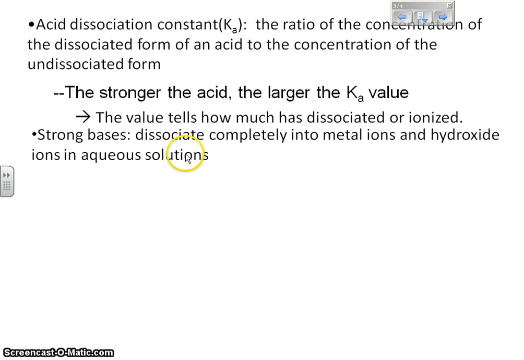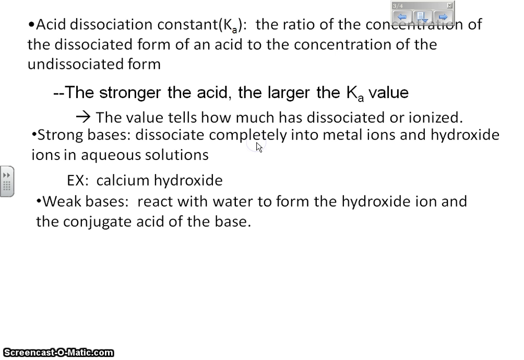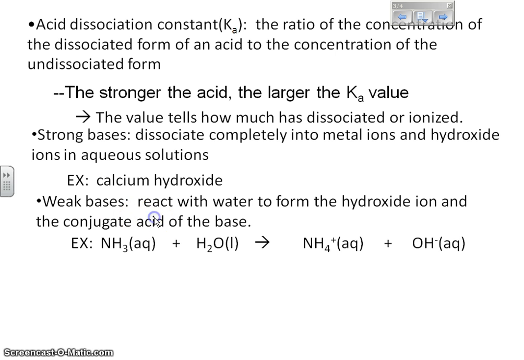Now with strong bases, they dissociate completely. So with strong acids and strong bases, dissociation or ionization is complete. In the case of acids, it's ionizing. In the case of a strong base, it's complete dissociation into metal ions and hydroxide ions in aqueous solution. Our example would be a calcium hydroxide compound.